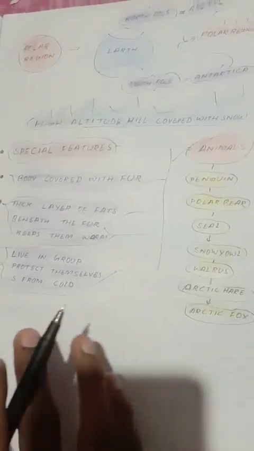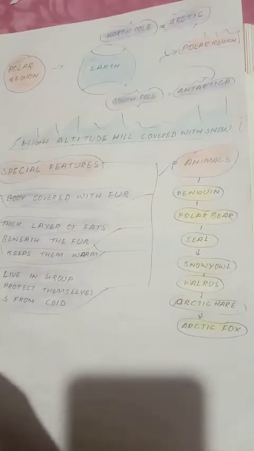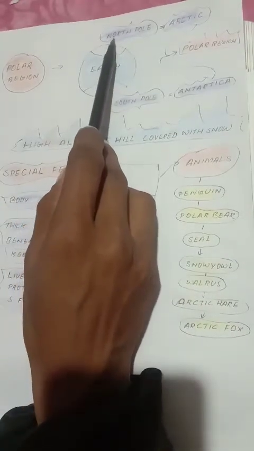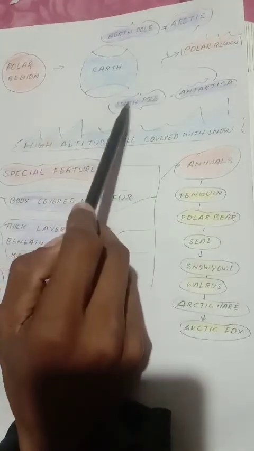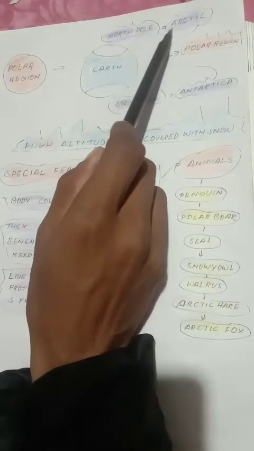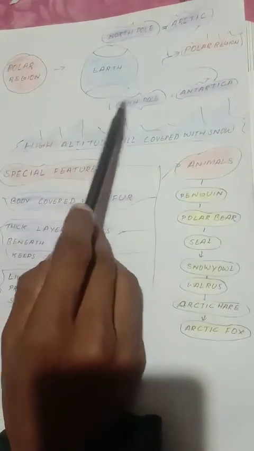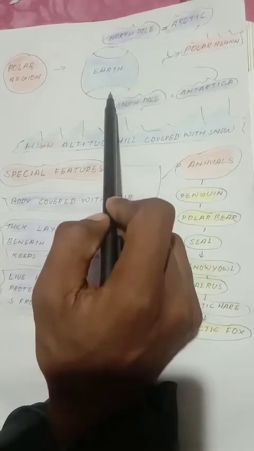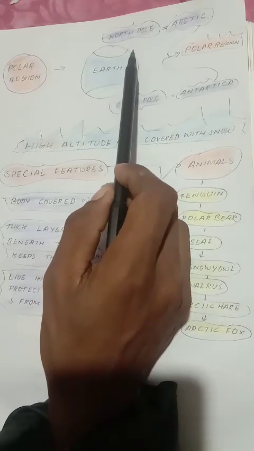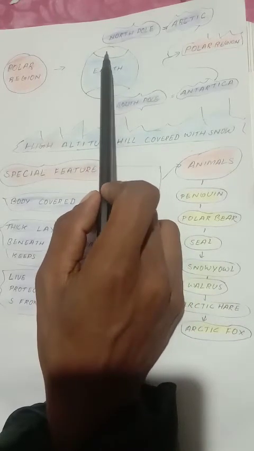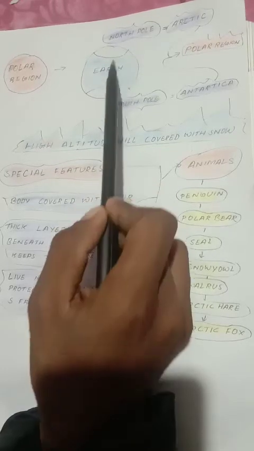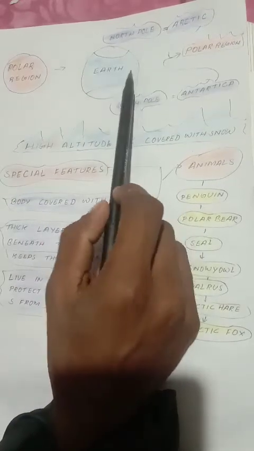Next we have the polar region. This is Earth, and on the north side you have the North Pole, and on the south side the South Pole. The North Pole is also known as the Arctic, and the South Pole as Antarctica. In this area they get very little sunlight, so the whole area is covered with snow and ice. That is why it is called the polar region.